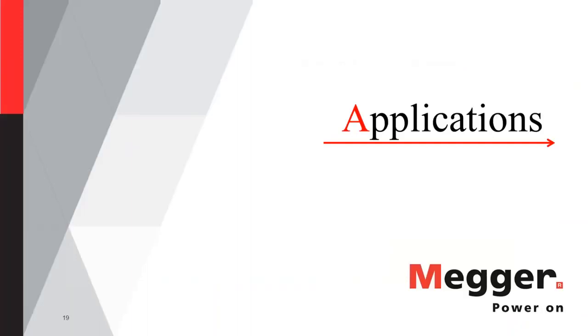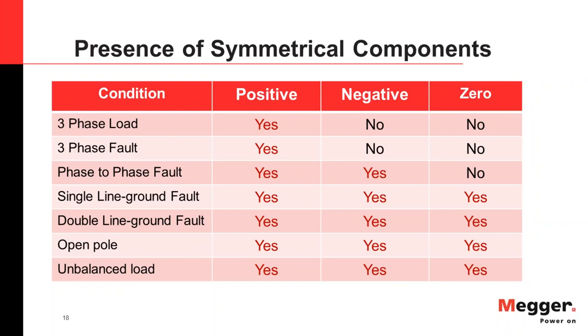Let's now go to the applications part. Open pole means your pole for the 3-phase will be getting opened. So it means that if you're having a recloser, it has an opening in the single phase.